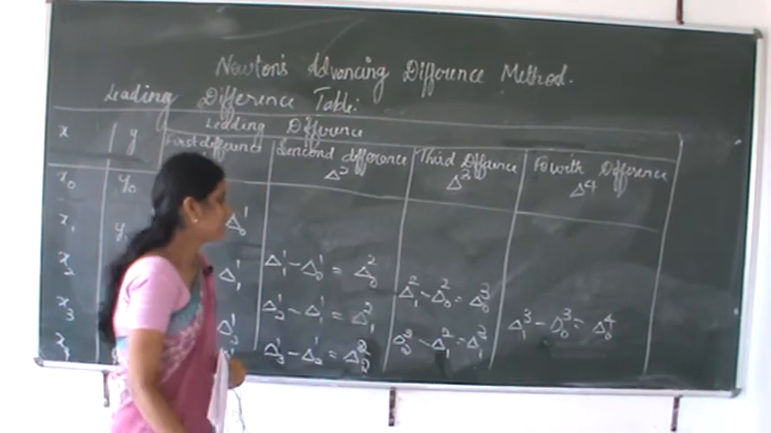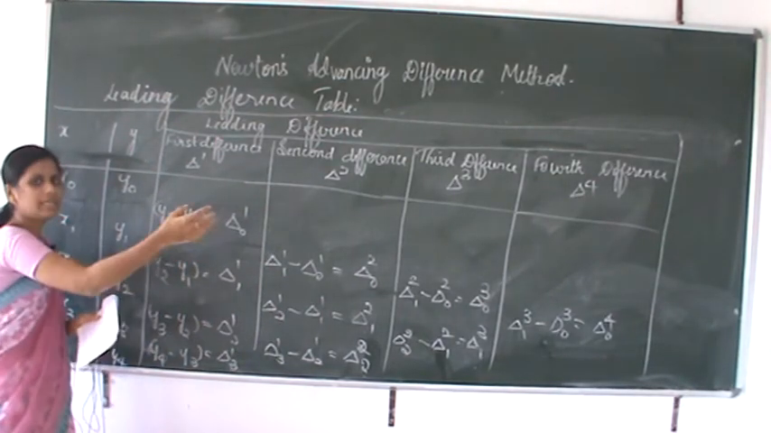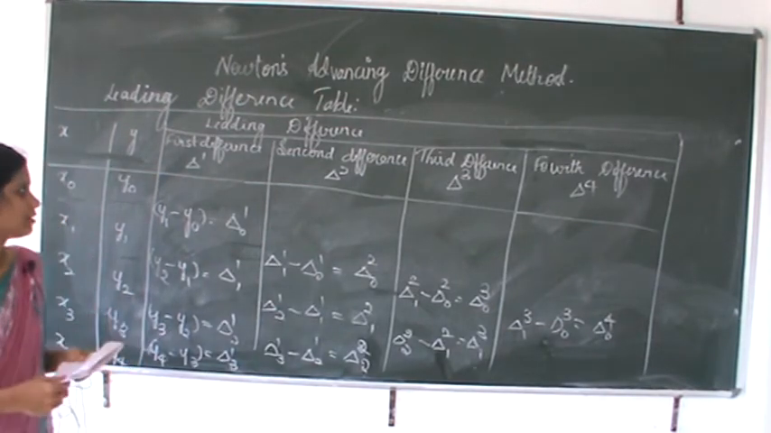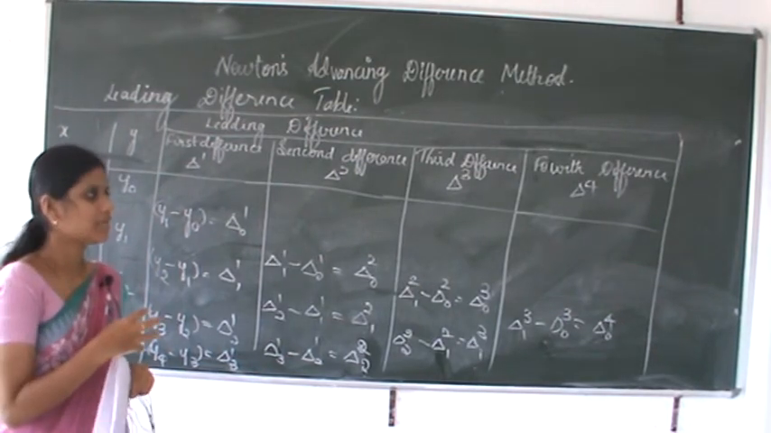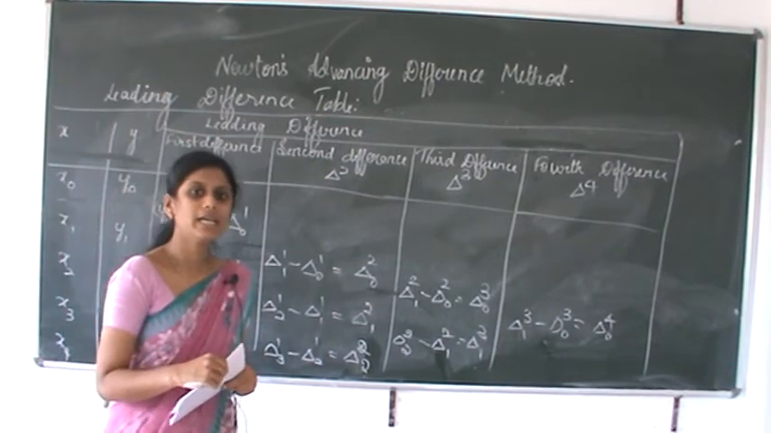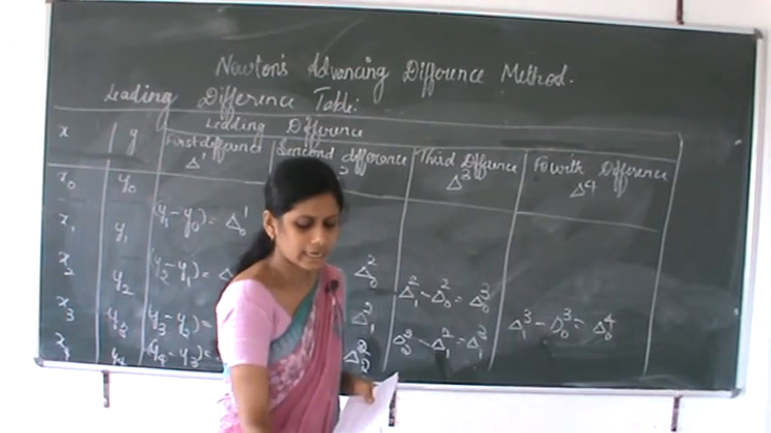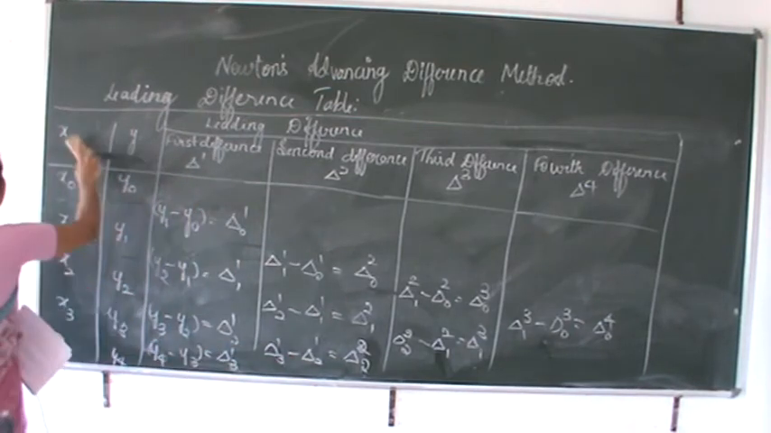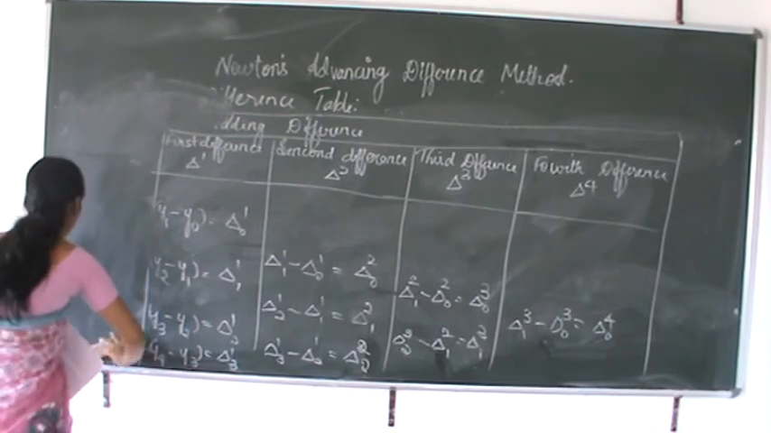So like this, we are going to prepare a leading difference table in order to find out the first leading difference, second leading difference and third leading difference up to known values of y. With the help of this table, by substituting the values from this table into the formula, you can obtain the value of y which is to be interpolated. So we will solve one problem so that we get a clear idea how to interpolate the value of y under Newton's advancing difference method.